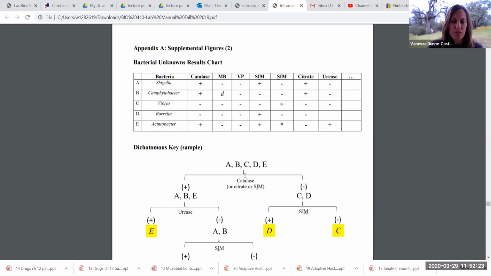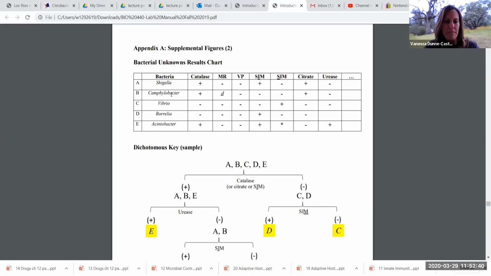Over here, to finish your dichotomous key, you would go over now to the other side where you wrote down these catalase positives, A, B, and E. And now again, you'll have to find a test that differentiates them based on clear positives and negatives that can group them, 2 on one side and 1 on the other.